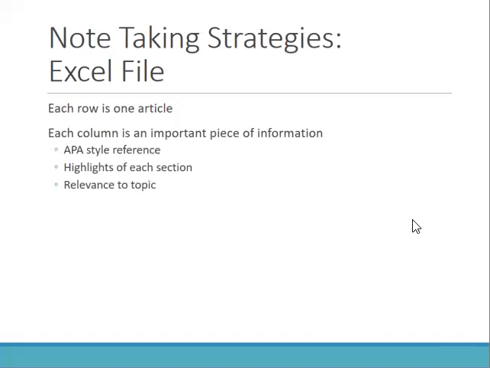Okay, so if you have an Excel file, each row is going to be one article and each column is an important piece of information from that article. So you may have a column for the APA style references, a column for introduction, method, results, discussion, and then a column for the relevance of the topic.